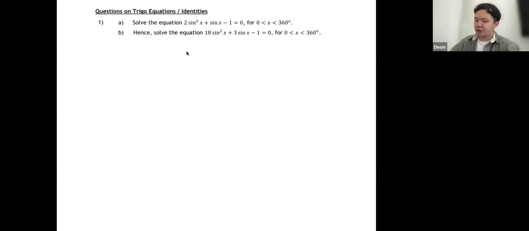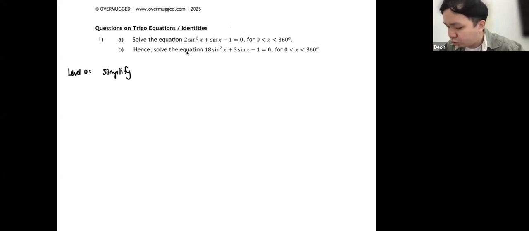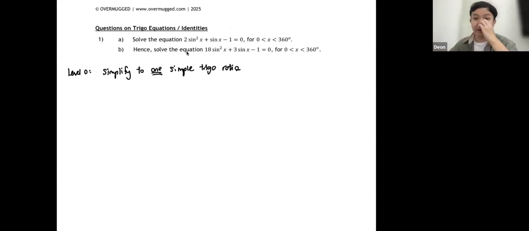All right. Okay, so for trigo equations, the main idea is that I want to be able to simplify them into one basic equation. So the easiest state, the foundation state, like level 0, is I need to be able to get it into one trigo ratio. Simplify to one simple trigo ratio. Okay, that's the main idea. If we don't have a simple trigo ratio, cannot solve. Okay, too difficult, too complex.